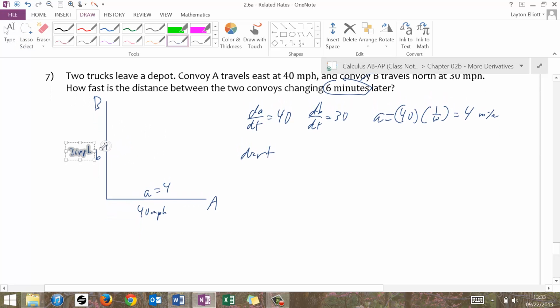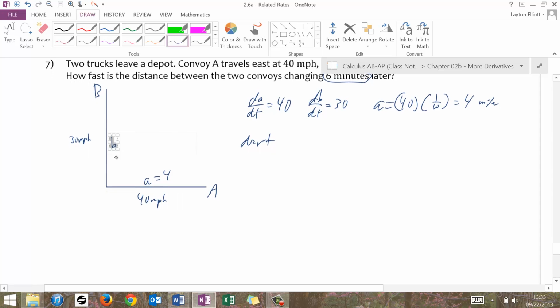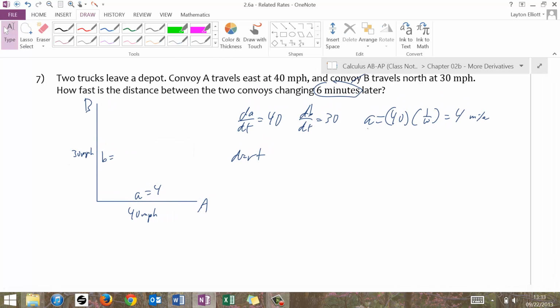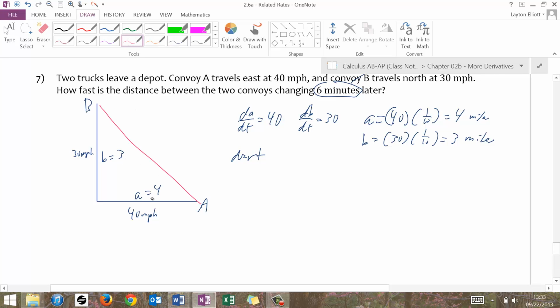Let me switch the A and the B here to keep this consistent. B is equal to 1/10 times 30, which is equal to 3 miles. 3, 4, 5 makes a Pythagorean triple, so we can call this capital D for distance.